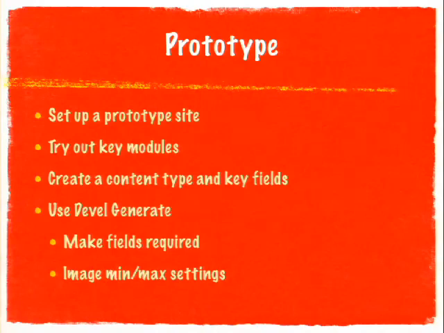I would create my image content type. I want to make the field required. Even if it wouldn't have been a required field on my production site, if it's not required, Devel Generate is going to give me half the fields that have values and half the fields that don't. I don't want to see fields that don't have values. I want to see fields that have values. So make it required, and that'll just force Devel Generate to do that.